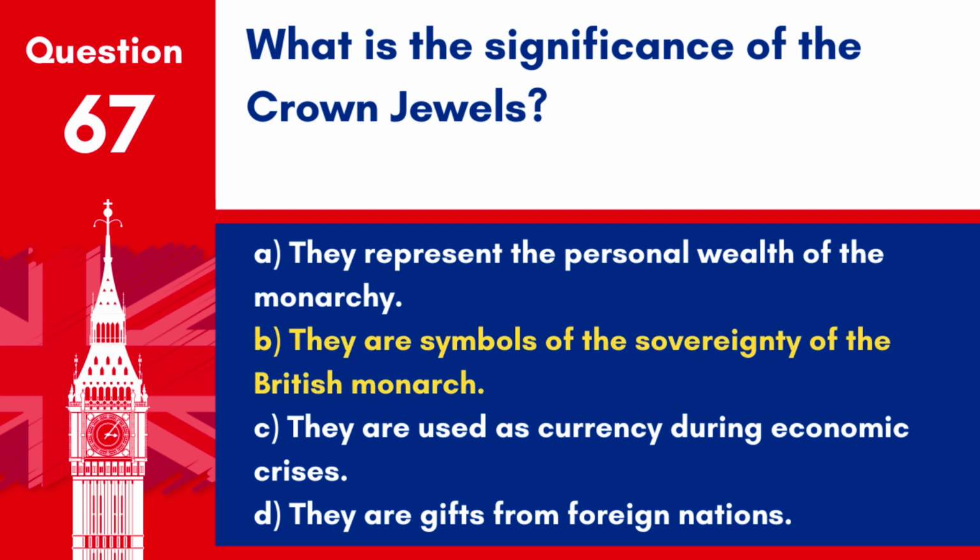Answer: B. They are symbols of the sovereignty of the British monarch. The crown jewels are a collection of ceremonial and symbolic objects including crowns, robes, and other items associated with the sovereignty of the United Kingdom.